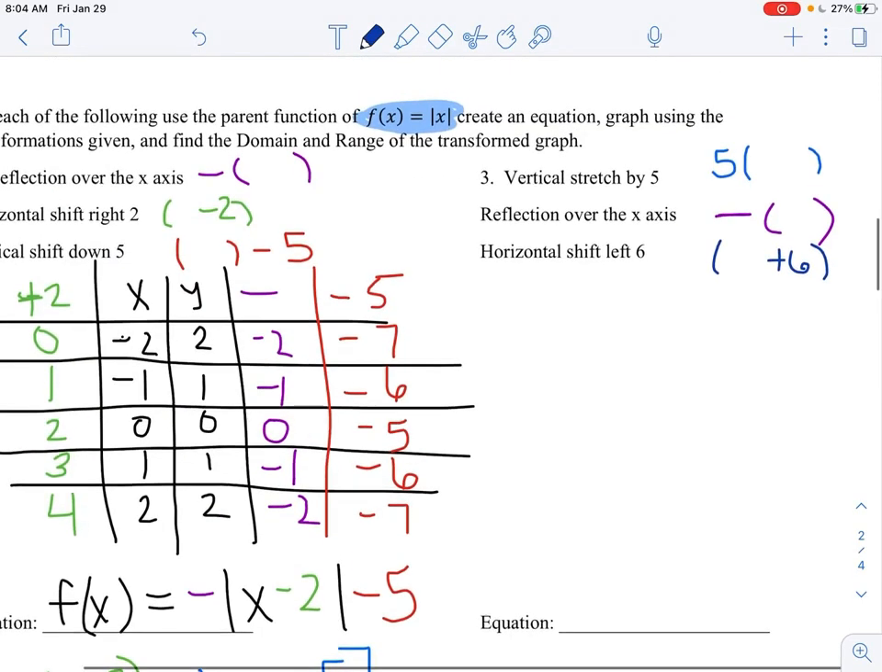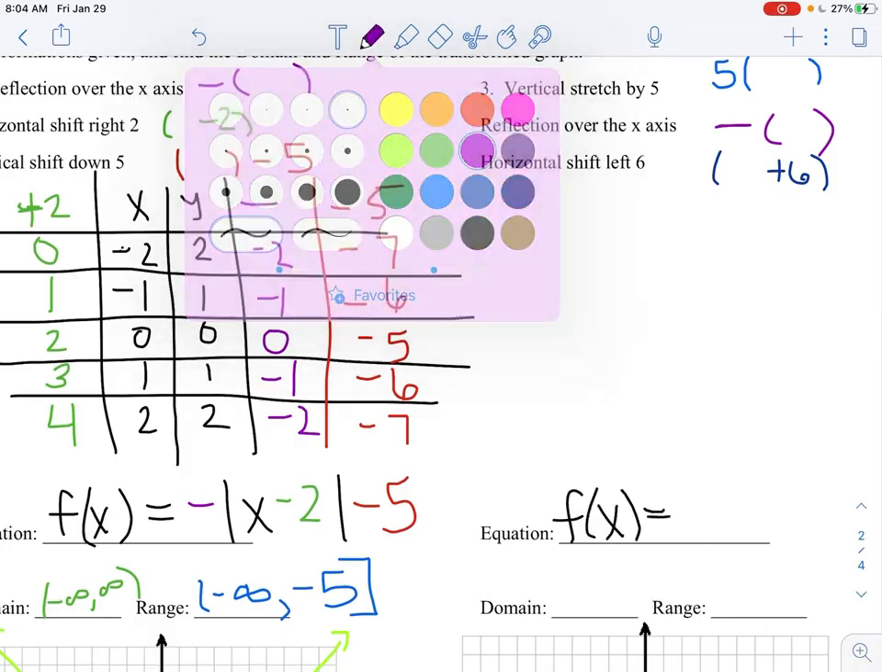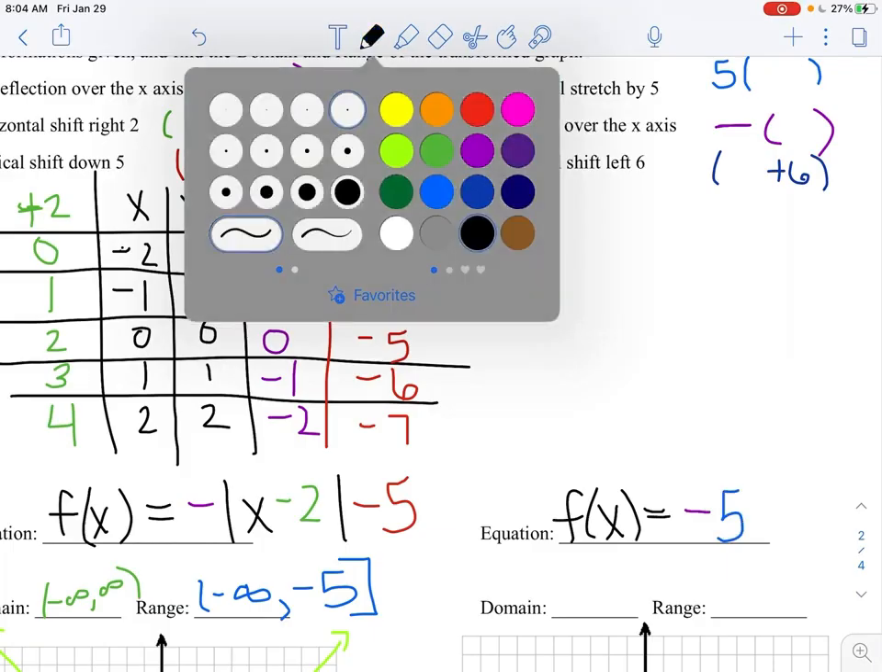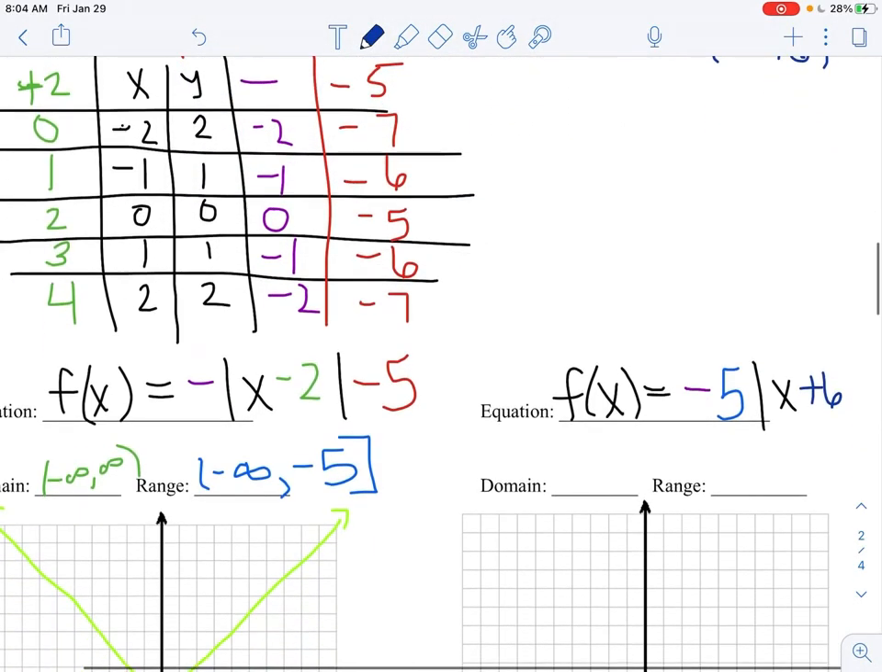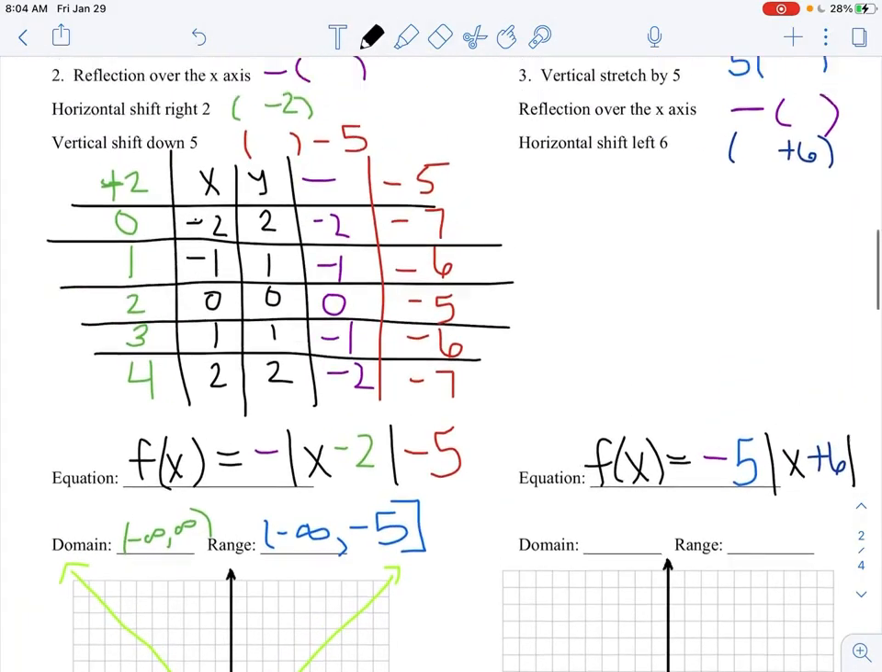Okay. So my equation is f of x equals, well, I have a reflection, and then I have a vertical stretch by 5, and then I'm going on the inside, so absolute value, I have x, and then I have my +6, and then finally, end of my equation. There we go.